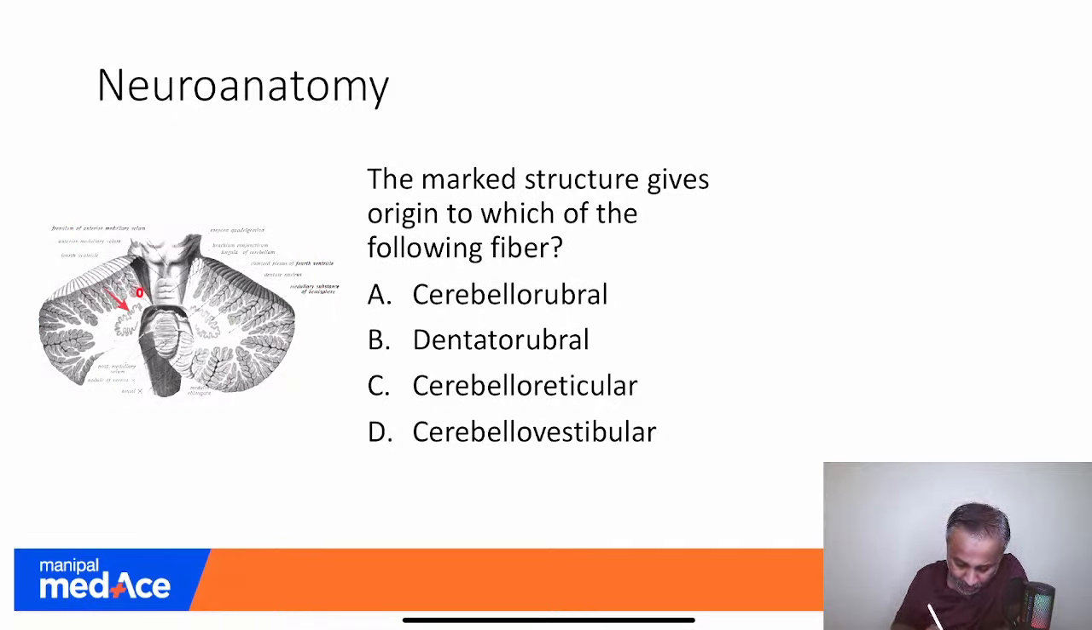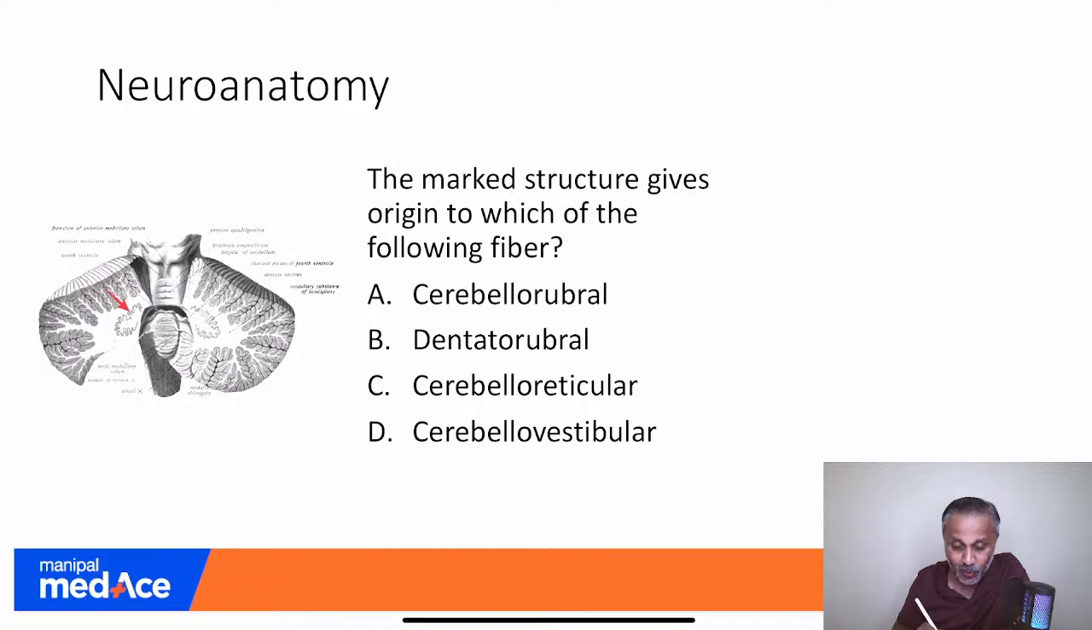Now, the structure marked here is the dentate nucleus. Okay. We have 4 deep intracerebellar nuclei, right? So these are the dentate nucleus, then we have the emboliform nucleus, then we have the fastigial nucleus and the nucleus globosus. Right. Doctors eat good food. This is how we remembered, right? So these are the 4 nuclei.